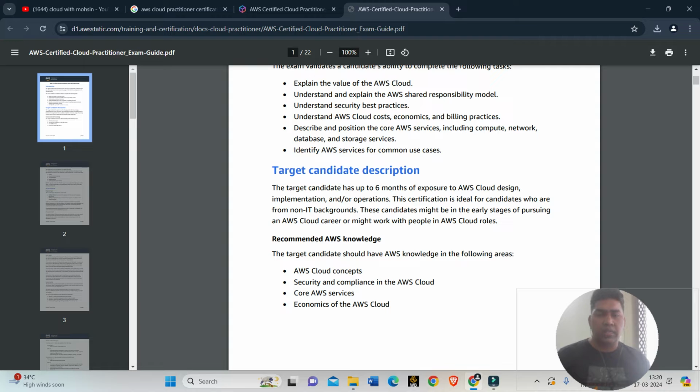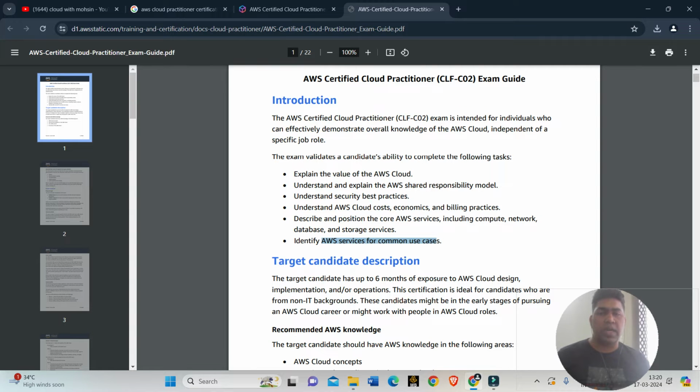And finally, identify AWS services for common use cases. That is, which services you will use based on the use cases. That is something this exam will be validating.